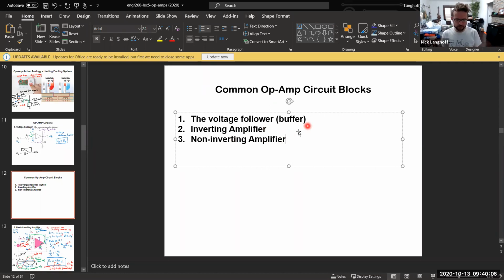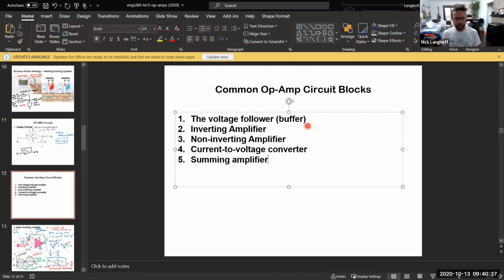Leading towards announcements, let me say what we're going to cover today. We're going to derive the response for a few other op-amp blocks, namely the current to voltage converter, or an I to V converter. We're also going to look at the summing amplifier. And then there's also a difference amplifier, or differential amplifier.